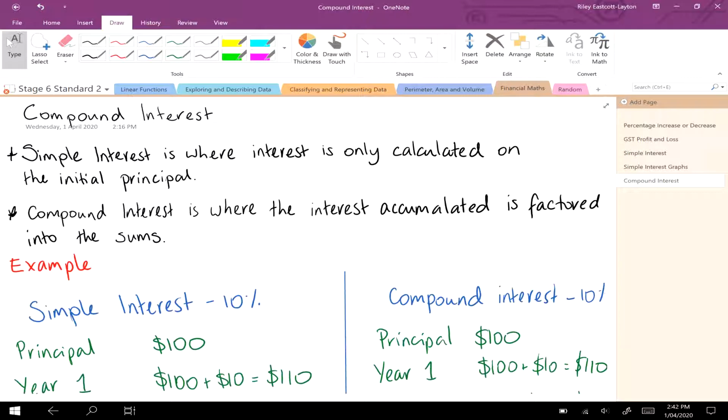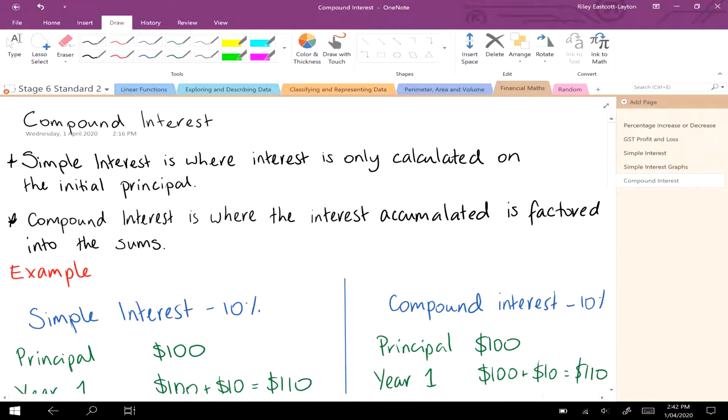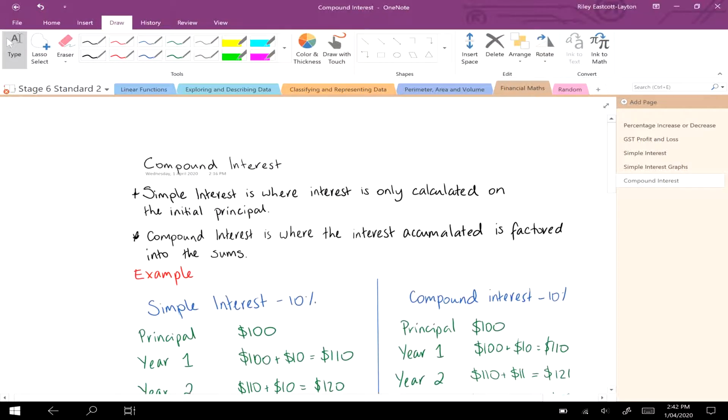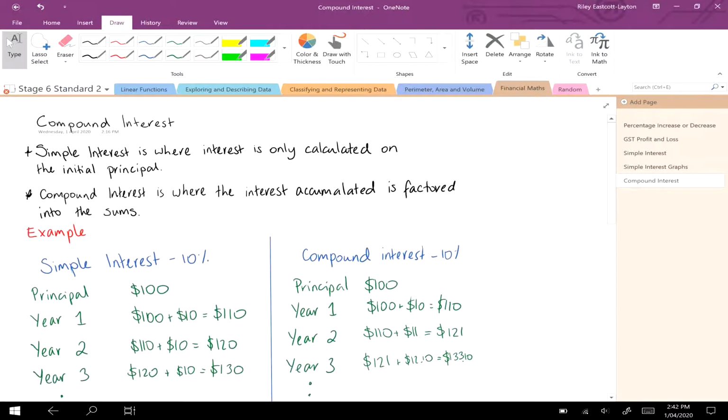So I've got an example here to start us off. Here I've got $100 with, we'll say, two banks. So I've got the bank on the left and the bank on the right. One's offering 10% of simple interest. One's offering 10% of compound interest. So the first year, you'll see both are the same. They both get $110.